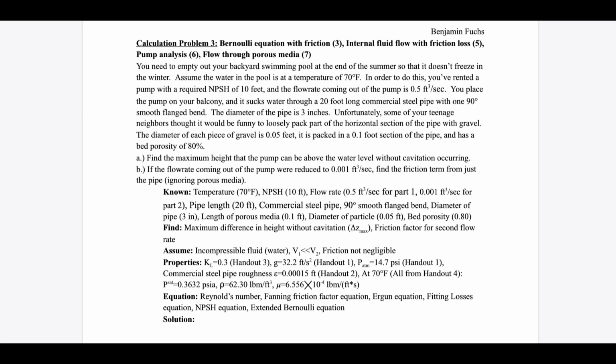For this problem, I will explain through the extended Bernoulli equation to cover topic 3. I would do this calculation problem the same way that Ben did, so I will show his work as I explain. The extended Bernoulli equation was used to find the maximum difference in height without cavitation. The properties used were found in handouts 1, 2, 3, and 4, and the fluid was assumed to be incompressible and that V1 was much smaller than V2.